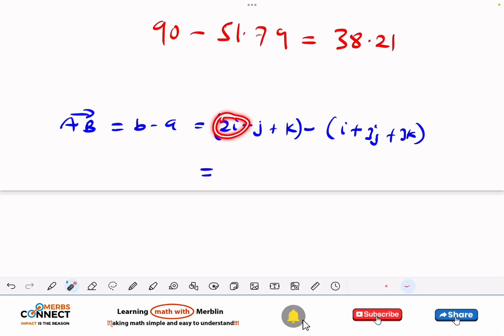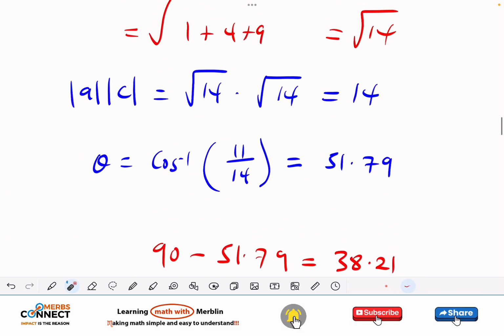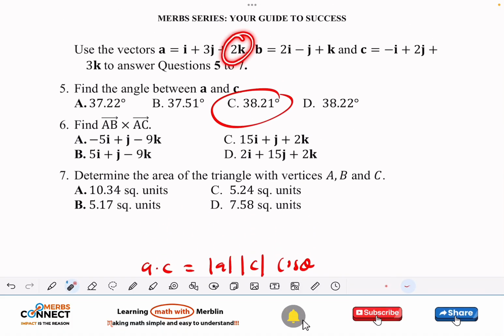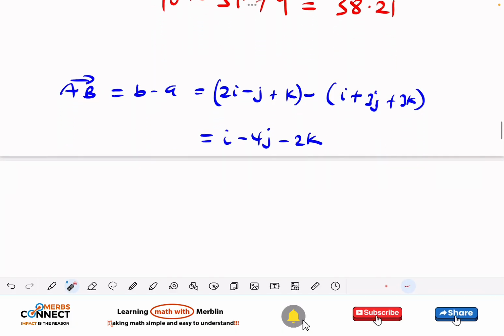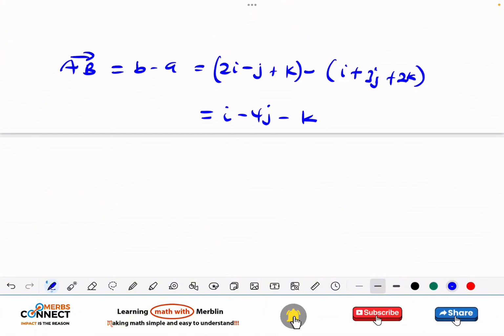So now we can do the subtraction. 2i minus i is going to give us i. Minus j minus 3j is going to give us minus 4j. And then k minus this is going to give us minus 2k. Is that right? Okay, let me see. What is A? Is it 2 or 3? Okay, this one is supposed to be 2. So this is going to be just minus k. So this is what you are going to get for vector AB.